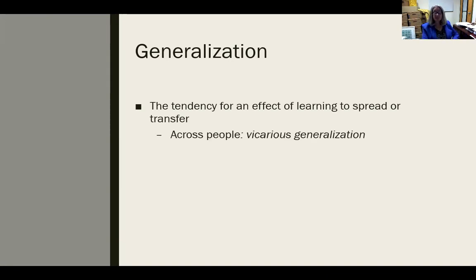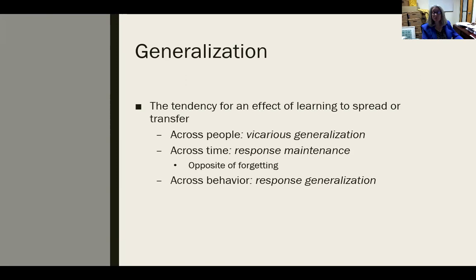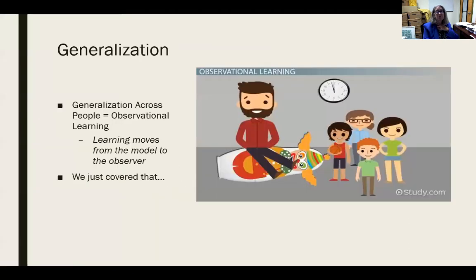So there's different kinds of generalization. We can generalize across people, vicarious generalization, across time, response maintenance, which is sort of the opposite of forgetting, across behavior, response generalization, and across situations, stimulus generalization. Now, most of the time, like if you take a class in general psychology, when we're talking about learning, when you hear the term generalization, most of the time people are talking about stimulus generalization. But really there are 4 different types. Let's talk about each one in turn.